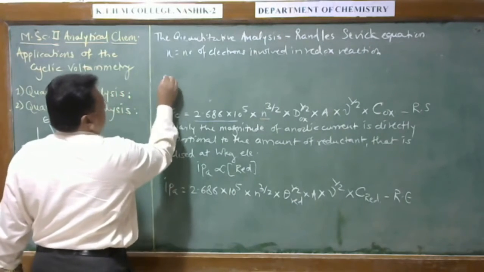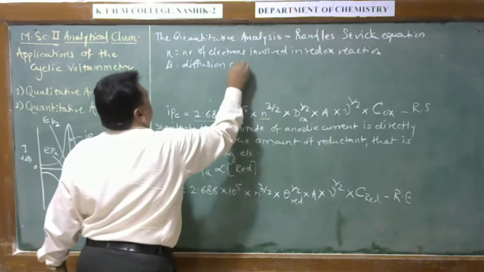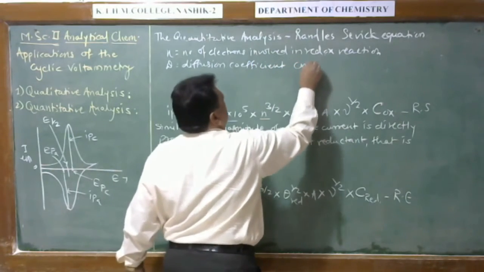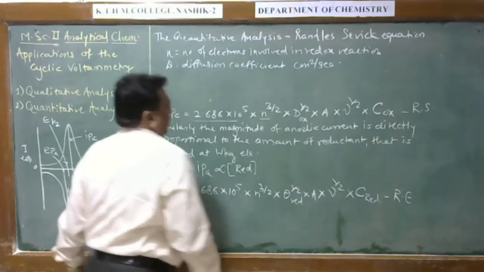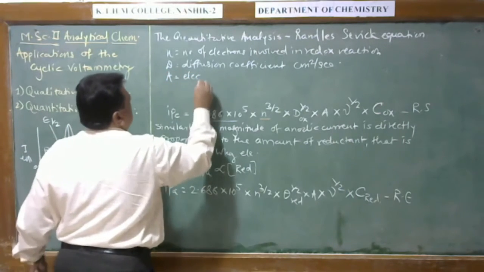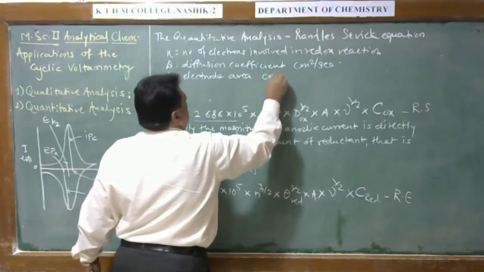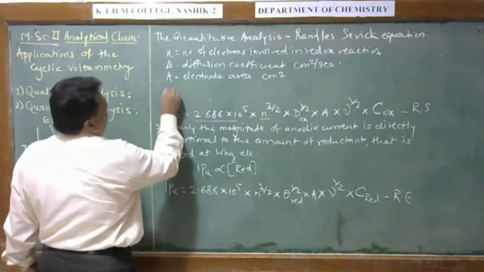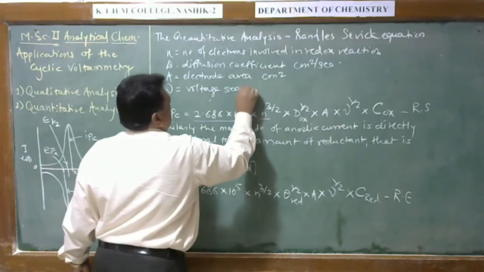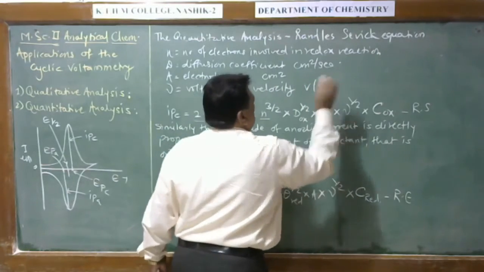Here D is the diffusion coefficient for that particular species, measured in square centimeter per second. A is the electrode area, that means the working electrode area, which is measured in square centimeter. Mu is the scan velocity, that is the voltage scan velocity, which is measured in volt per second.